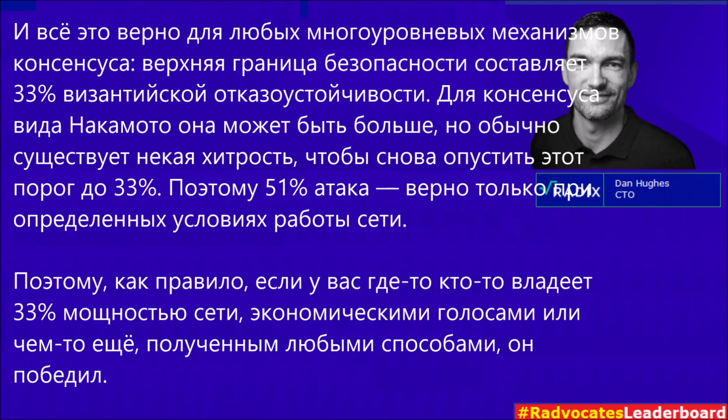And that's largely the same for all multi-decree consensus mechanisms. The upper bound on security is 33% of Byzantine tolerance. For Nakamoto style consensus, it can be higher, but there's usually some trick you can do to bring it back down to a 33% kind of rule. So a 51% attack is only true under certain operating conditions. So generally, if you've got somebody somewhere who owns 33% of compute, of economic votes, of anything, 33% of votes by any means, then they win.